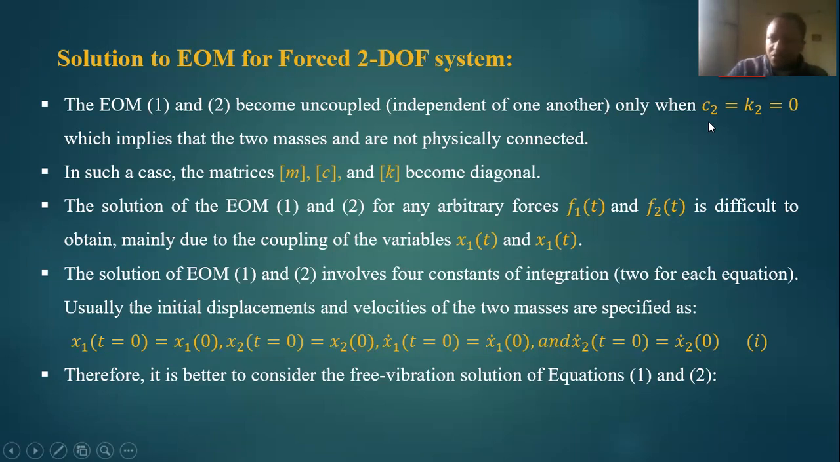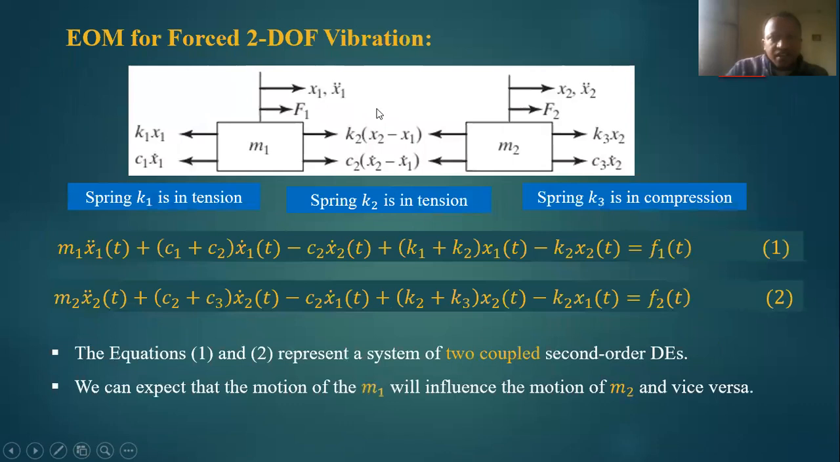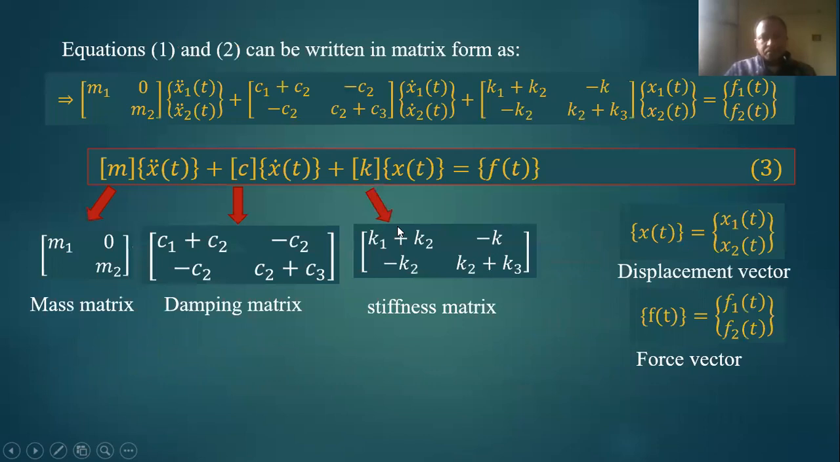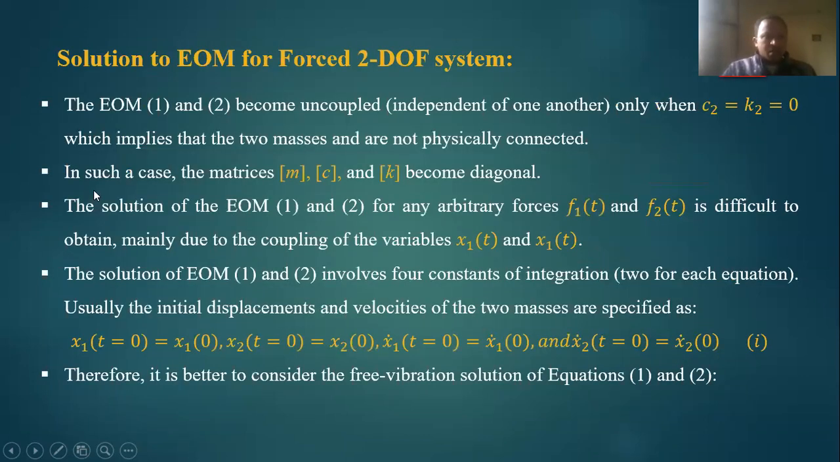This condition means K2 is 0 and C2 is 0. That means this mass is alone and the other mass is alone, so one cannot influence the other. But whenever this connection is there, they influence each other: M1 influences M2, and M2 influences M1. That is the meaning. In such a case, the matrices M, C and K become diagonal matrices.